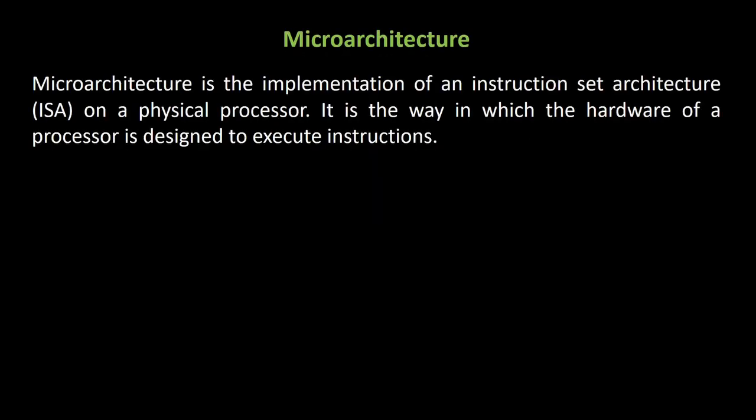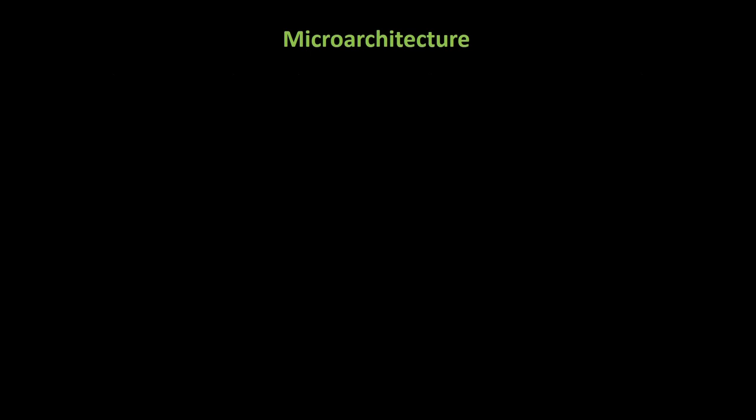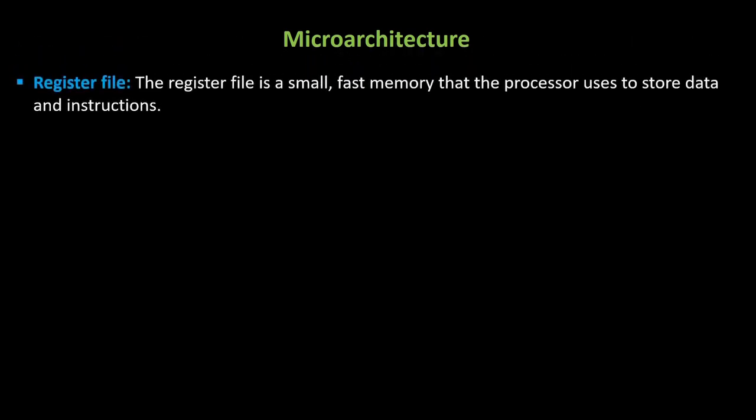Microarchitecture defines the physical implementation of an instruction set architecture on a physical processor. It's how the hardware of a processor is designed to execute instructions efficiently. It includes storage elements such as register file, arithmetic logic unit, control unit, pipeline, cache, and memory controller. Additionally, microarchitecture encompasses data paths, which are the interconnecting wires that facilitate the flow of data between different components of the CPU. The first essential component of microarchitecture is the register file.